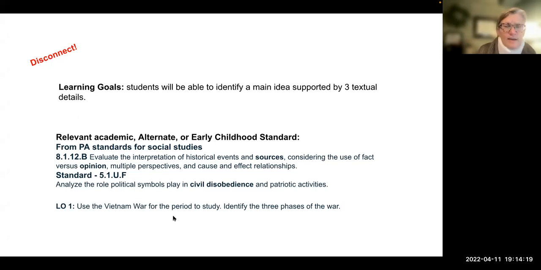Better would be to find the main idea using some passages about the Vietnam War from the beginning, middle, and end to identify the main idea in each of those passages, from the beginning, from the middle, and from the final phase of war. You're not identifying the 3 phases of war or the themes of them. You've just picked passages from each of those phases, and you're asking the student to identify what the main idea is in that.